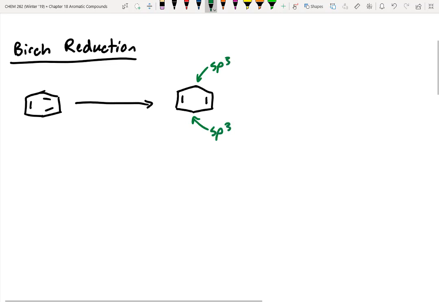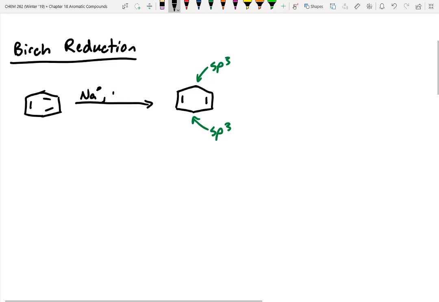This requires a huge amount of activation energy to accomplish. However, it can be done with an alkali metal like sodium. Sometimes you see lithium used or potassium as well. It can be any alkali metal. And what does that little naught symbol mean at the top? It means it's elemental, it's not a cation, right?